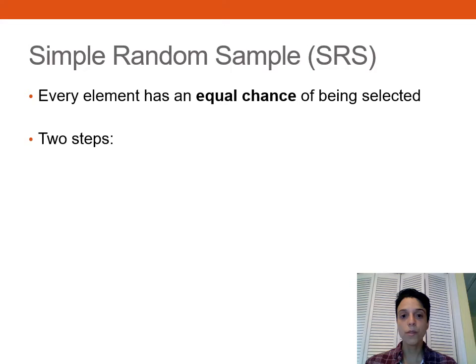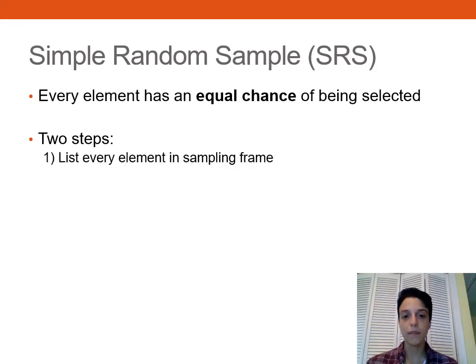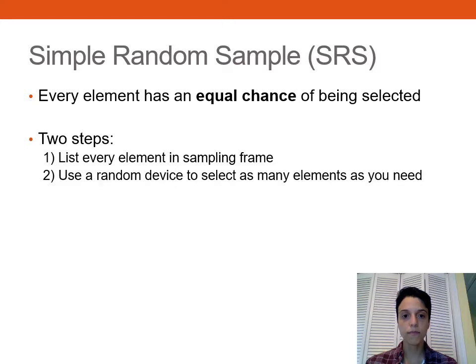And there are two steps to create a simple random sample. One is to list every element in your sampling frame. The second is to use some sort of random device to select as many elements as you need. So let's break that down.